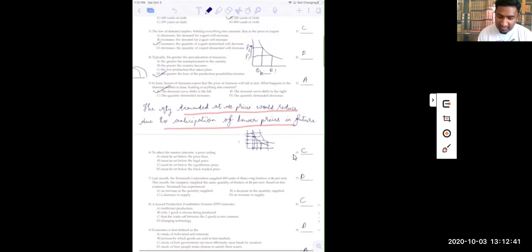So at all these prices, we will have a lower quantity demanded than previously. So the demand curve will shift towards the left. So the answer is A.